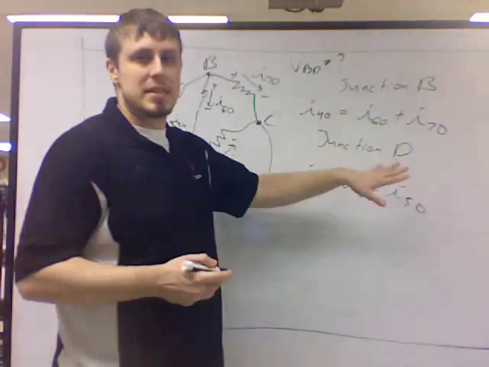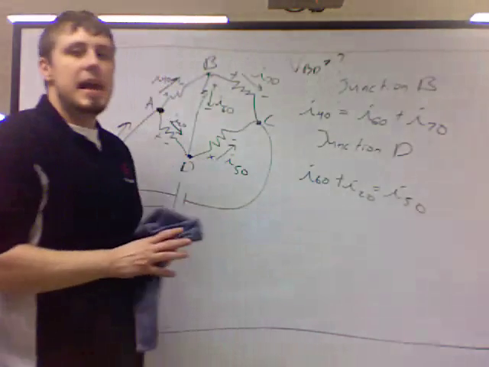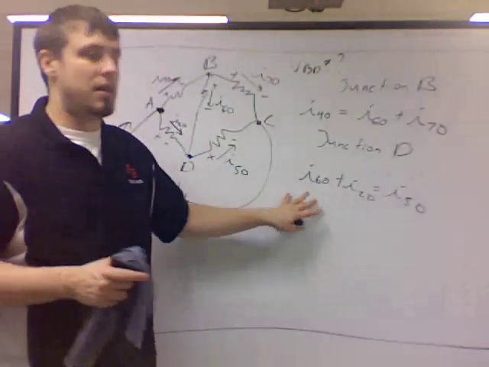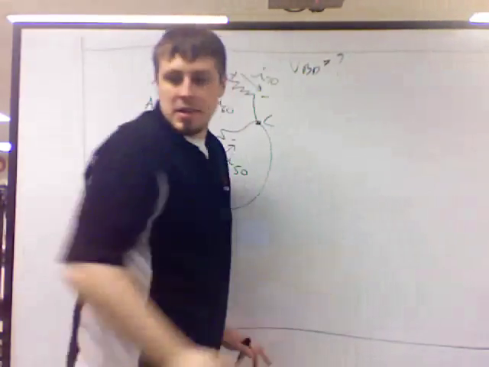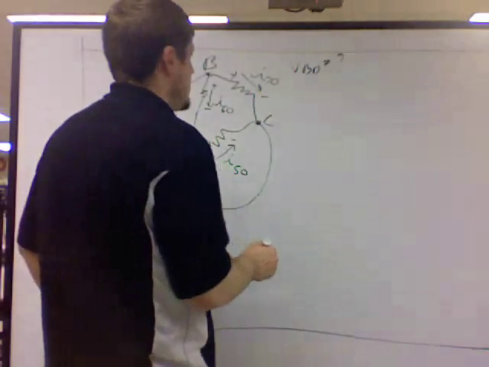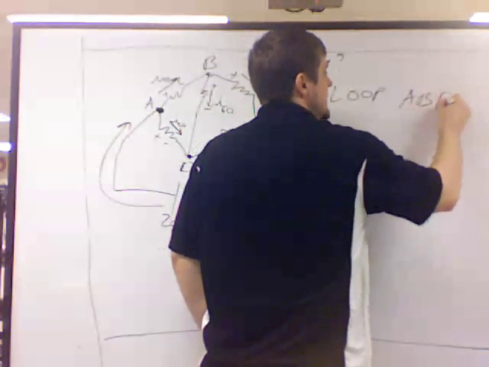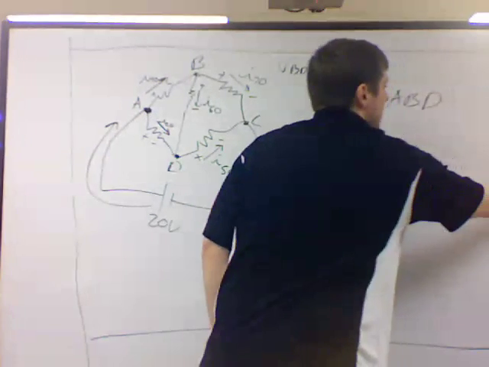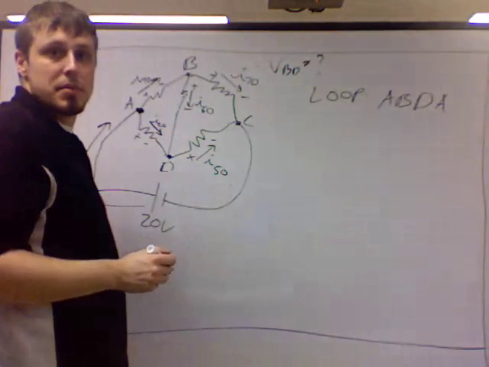So I'm going to erase this. If you don't have it down, pause the video and go ahead and get it down. And I am going to apply the loop rule to get some more equations. And then you'll be able to solve once these are all set up. Okay. I am first going to loop around A, B, D, and then back to A. So this will be loop A, B, D. And of course, if it's a loop, if you started at A, you're going to have to make it back to A.